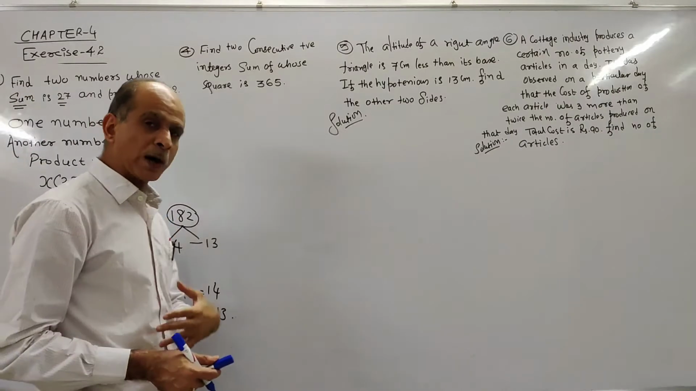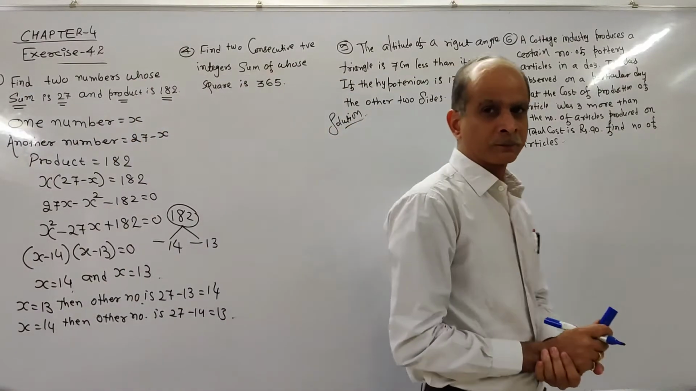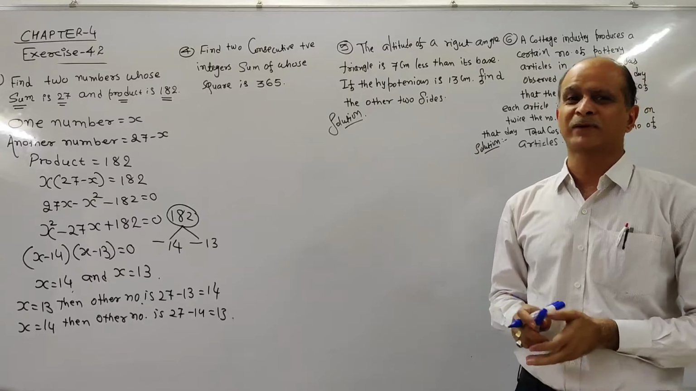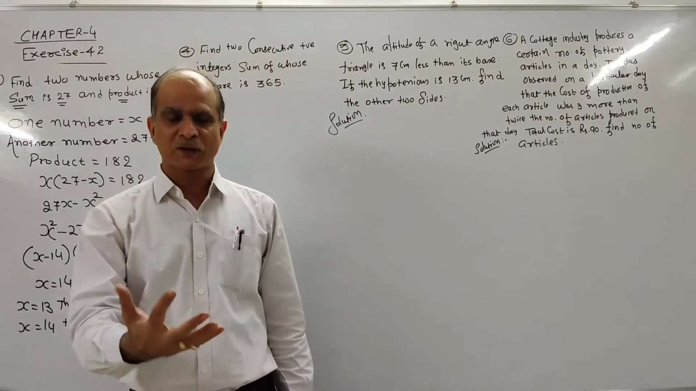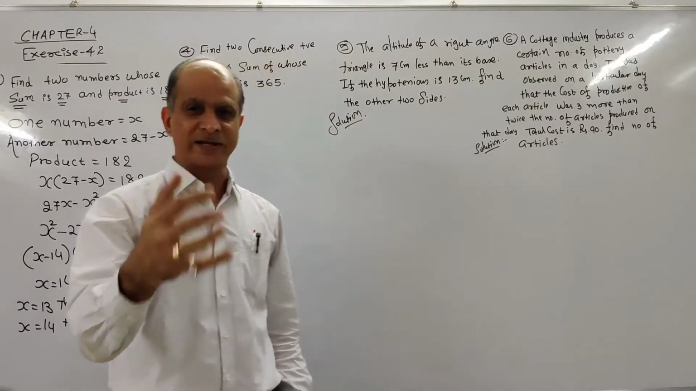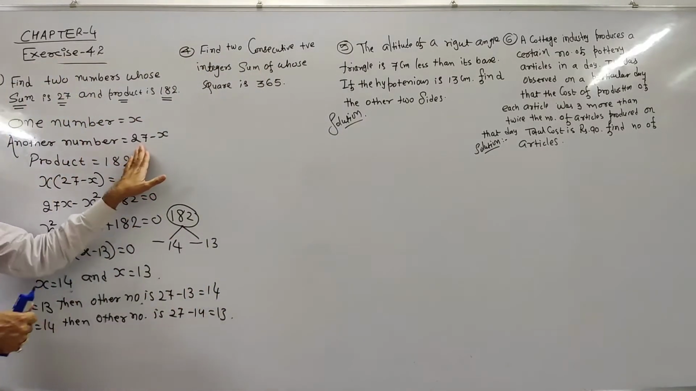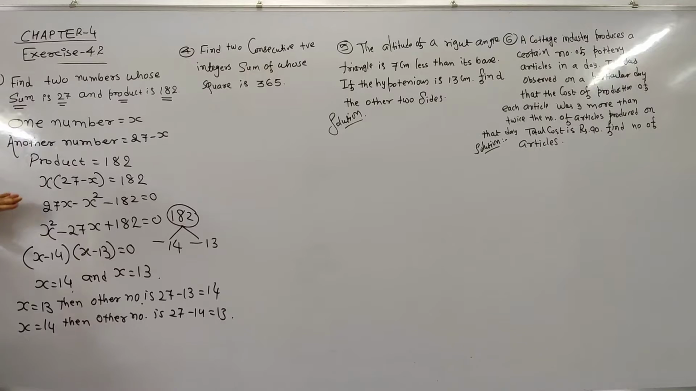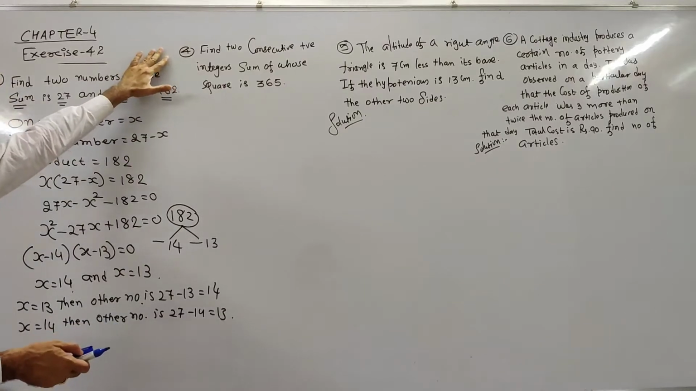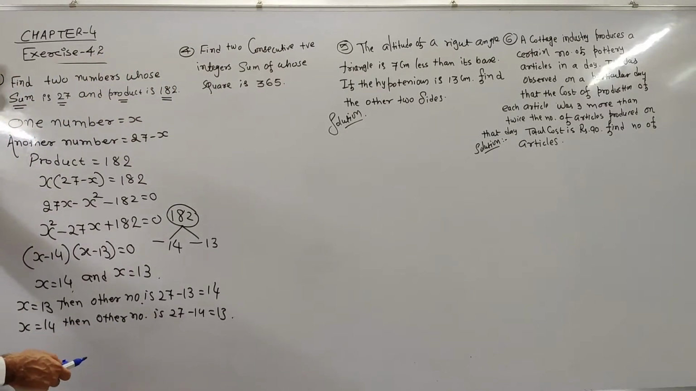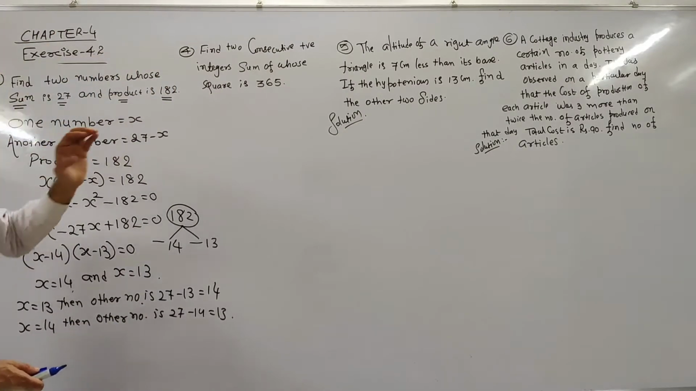So the sum of 2 numbers is given to you and the product of 2 numbers is given to you. Product is 182, sum is 27. So first of all you have to assume, suppose one number is x, then the other number is 27 minus x. Take their product, prepare one equation, factorize by using the method of trinomial and then find out the value of x. Very simple example. Well, now let me start example number 4 of question number 3 of exercise 4.2.